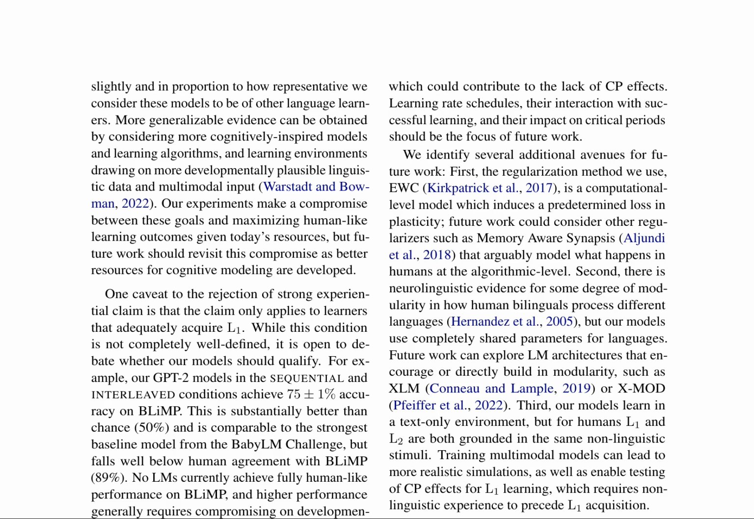The authors conducted experiments using cognitively inspired models and learning algorithms, which revealed that language models remain more plastic later into the learning process than human learners. This is due to the lack of a predetermined loss in plasticity, as seen in human language acquisition. The results of these experiments are presented in several figures and tables, demonstrating the performance of the language models in different conditions.